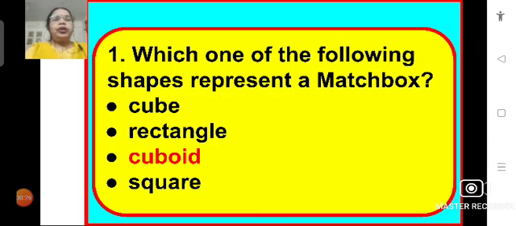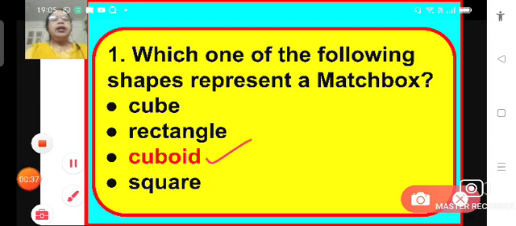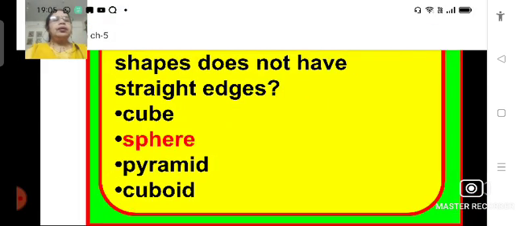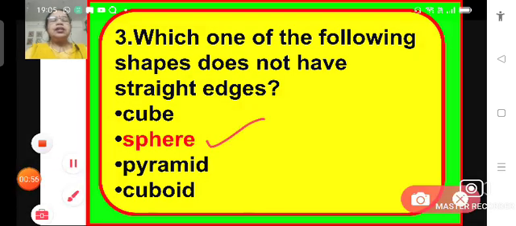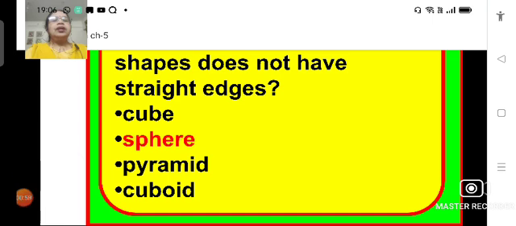Which one of the following shapes represents a matchbox? The four options are cube, rectangle, cuboid and square. So we know, children, that a cuboid is represented by a matchbox. Next question. Which one of the following shapes does not have straight edges? Cube, sphere, pyramid and cuboid. We know out of these options, sphere is the correct answer for this.